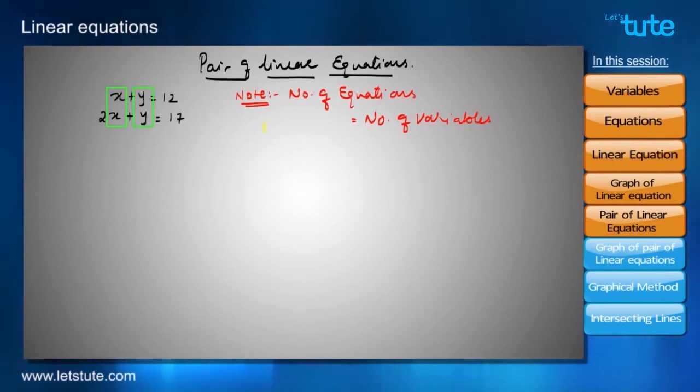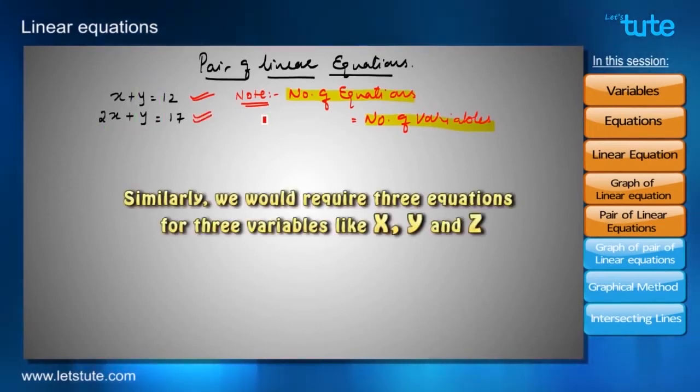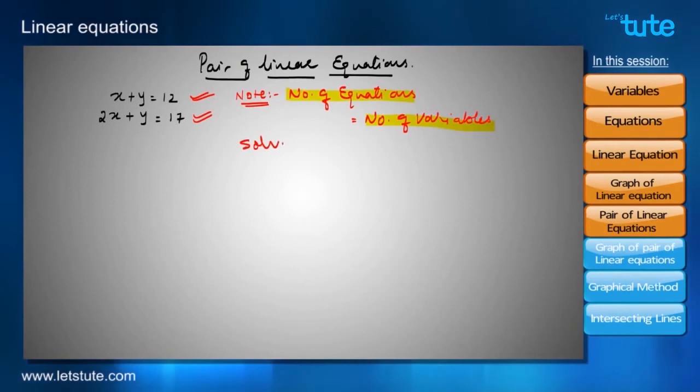For finding the values of the variables, we need to note one point, that the number of equations we have should always be equal to the number of variables. Here we have 2 equations and we have to find the values of 2 variables, that is x and y. Solving the linear equations means finding the values of x and y.